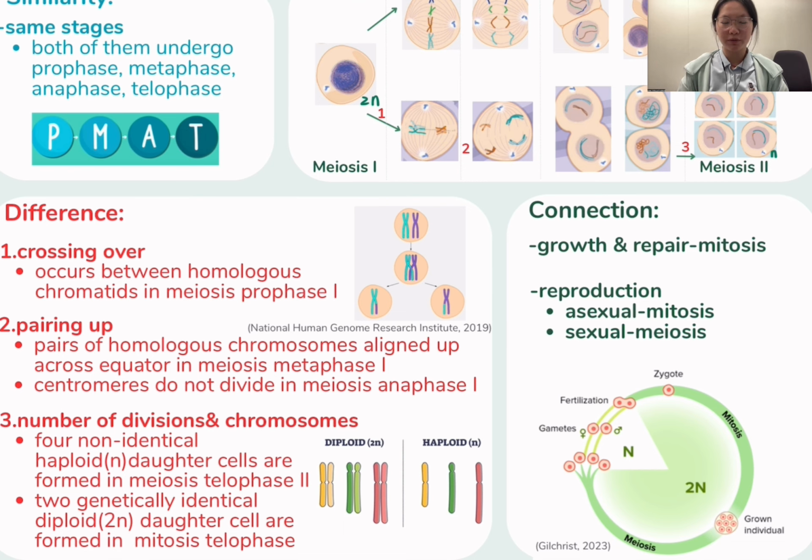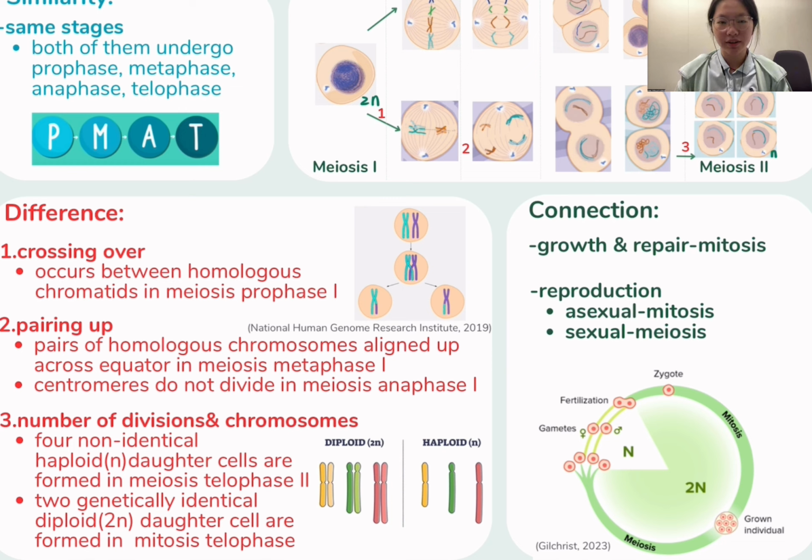Mitosis is important for the growth and development of organisms, since mitosis produces more and more identical cells, up to replacing damaged cells. And also it can be used for asexual reproduction, just like cloning.